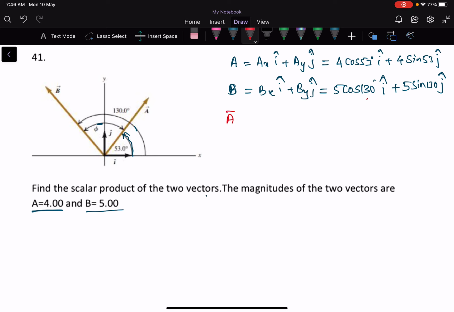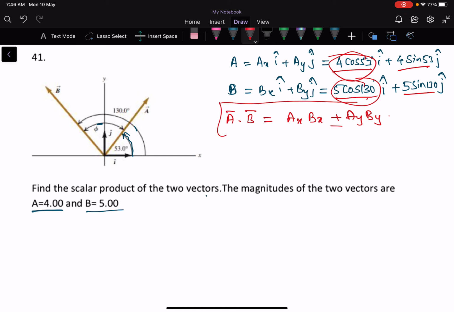Now find A dot B. A dot B is Ax into Bx plus Ay into By. This is one way, by multiplying this component and this component, plus Ay into By. This is one way we can solve this question.